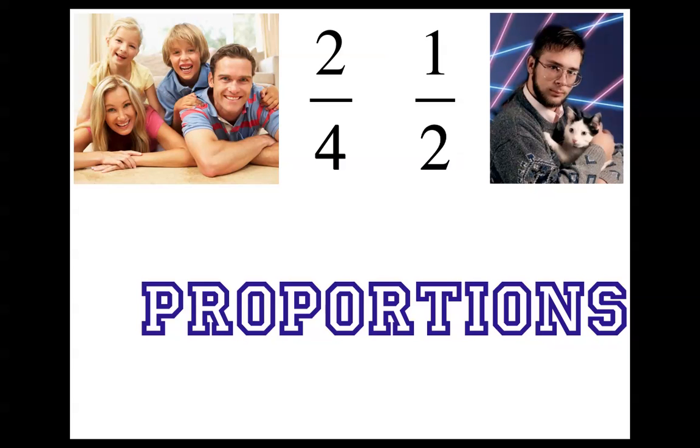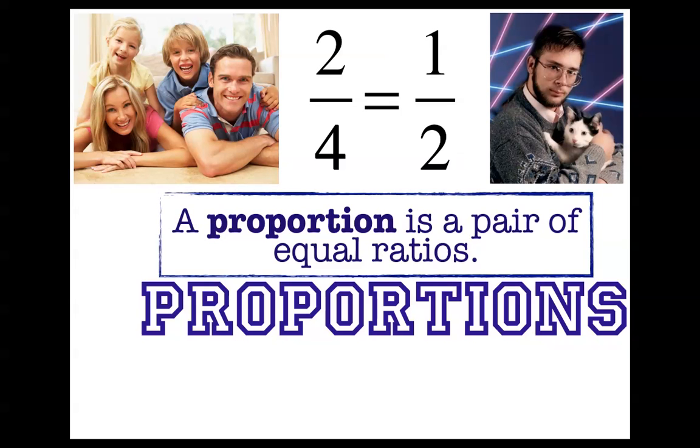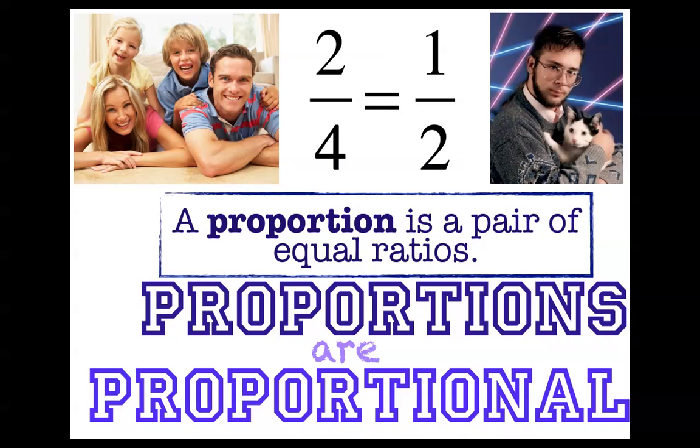Now, with these 2 families, you might recognize that a ratio of 2 to 4 and a ratio of 1 to 2 are really equal to each other because 2 out of 4 is the same thing as half his family. A proportion is just a pair of equal ratios. So, when you have 2 ratios that match, when you have 2 ratios that are equal, you have yourself a proportion. Or you could say that those 2 ratios are proportional.